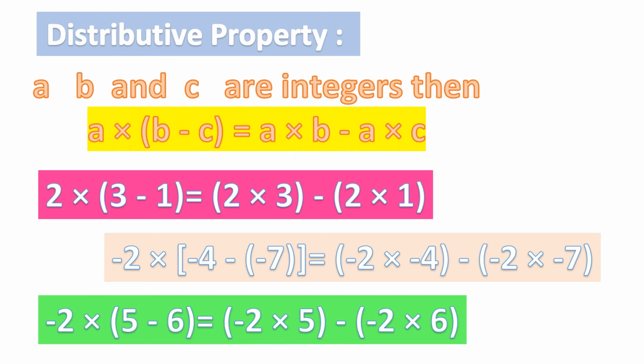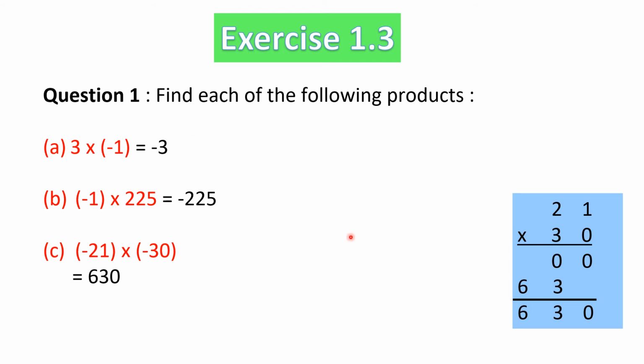Now, next. Okay, so using all the multiplication and the properties that we have studied up until now, we are going to solve questions of exercise 1.3. Whenever you see the word product, understand that it is the answer that we get after we multiply, okay? So now let's see, they have told us to find product from each of the following. They have given us question 3 into minus 1.